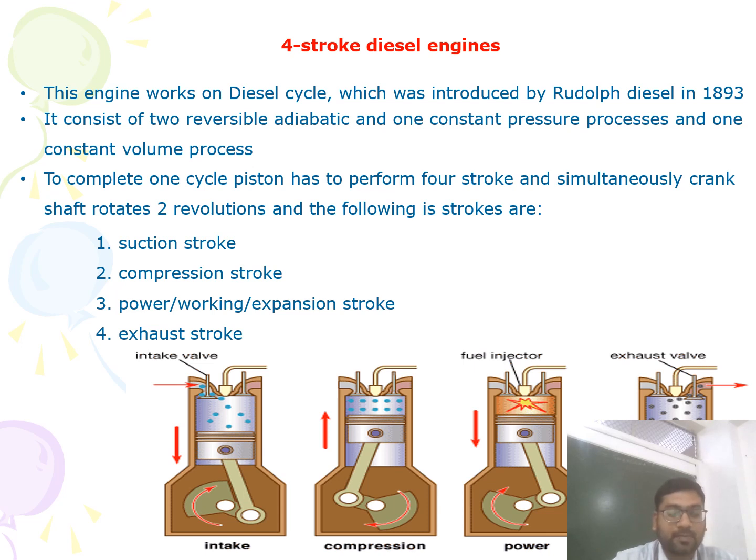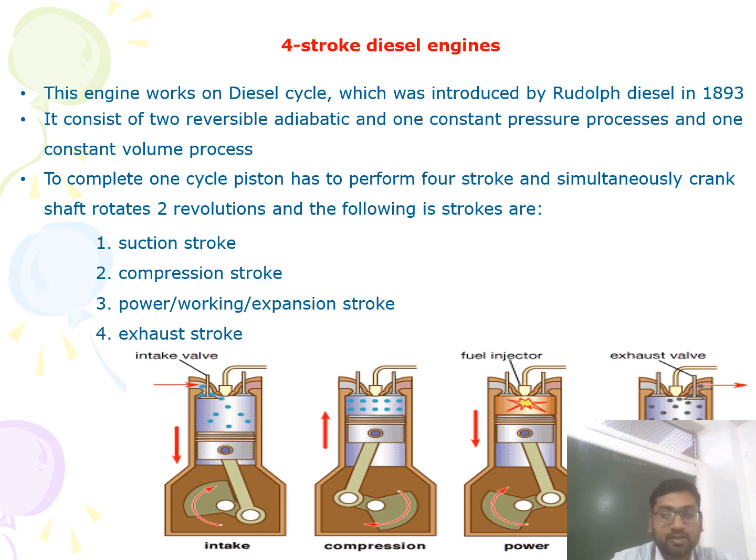And this creates a pressure difference between the inside of the cylinder and the outside of the cylinder. Due to this pressure difference, the air from the air filter goes inside the cylinder, and this stroke is represented by the 1 to 2 line in this PV diagram. You can see it in the subsequent slide. At the end of this stroke, the cylinder will be full of air and the inlet valve will be closed.